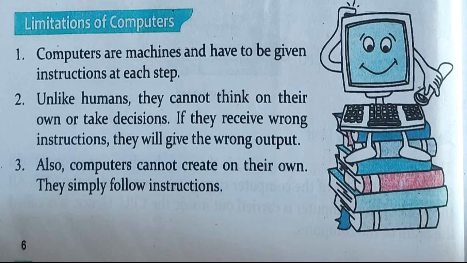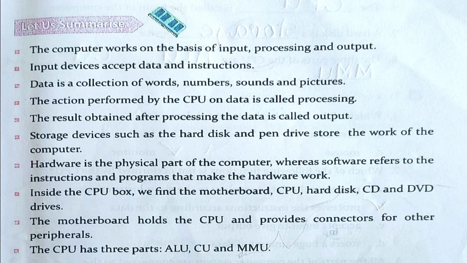Limitations of computers. 1. Computers are machines and have to be given instructions at each step. Without instruction they cannot do anything. 2. Unlike humans, they cannot think on their own or take decisions. If they receive wrong instructions, they will give the wrong output. 3. Also, computers cannot create on their own. They simply follow instructions.